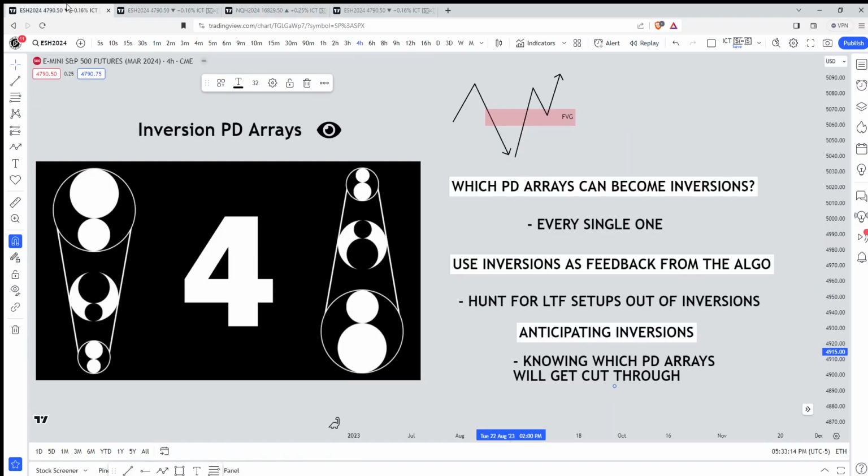That's going to be it for this video though. We learned a few things in this lesson. Every single PD array can be an inversion. You can utilize inversion PD arrays as feedback from the algorithm of which direction order flow is. So if you're anticipating for price to trade higher and it's cutting through bearish PD arrays, that's feedback that you're likely on side with smart money, and to see a continuation in that direction. And as you see a continuation in that direction, right, you're anticipating for all of the bearish PD arrays just to get cut through and retested as support, and you could hunt for lower time frame setups out of those.